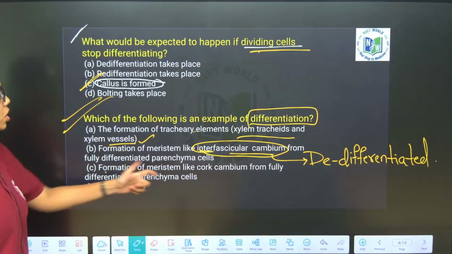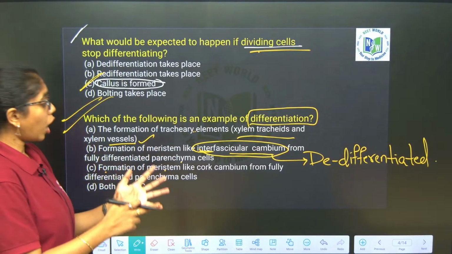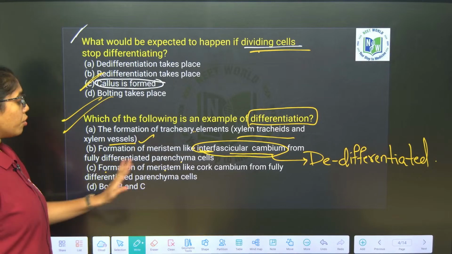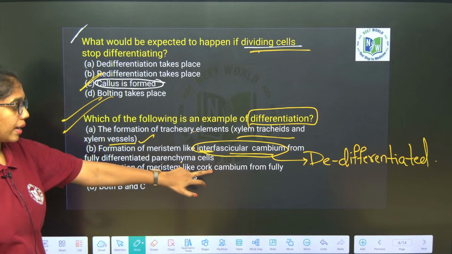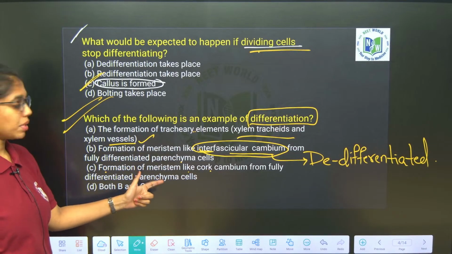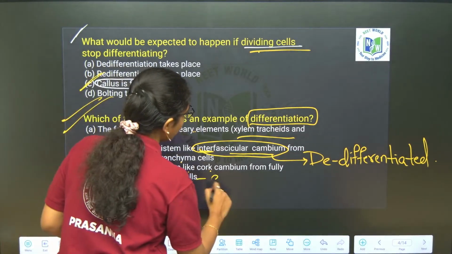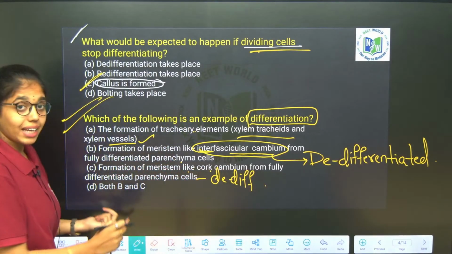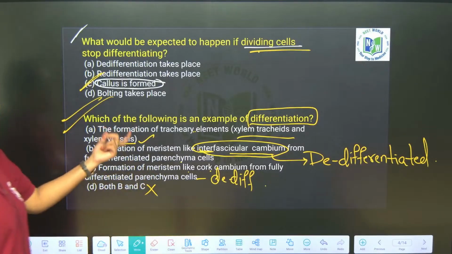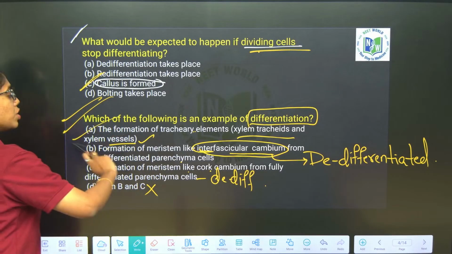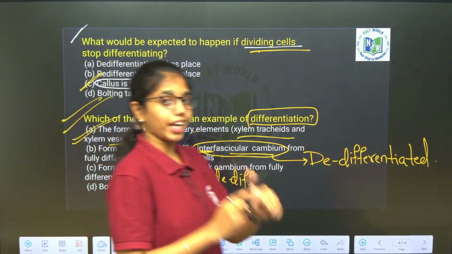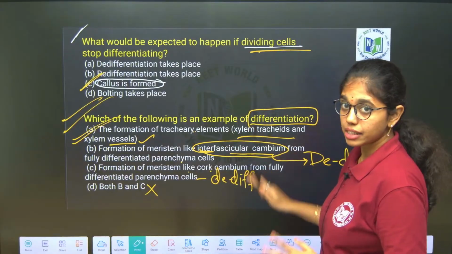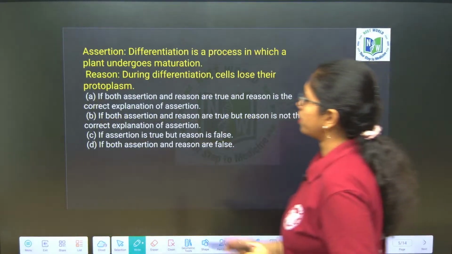Next, formation of meristem like cork cambium from fully differentiated parenchyma cells. This is also speaking about dedifferentiation only. So it cannot be B and C, and we can eliminate option D as well. So what is the accurate answer over here? Formation of tracheary elements, xylem, tracheids and vessels will be the primary function of differentiation activity.